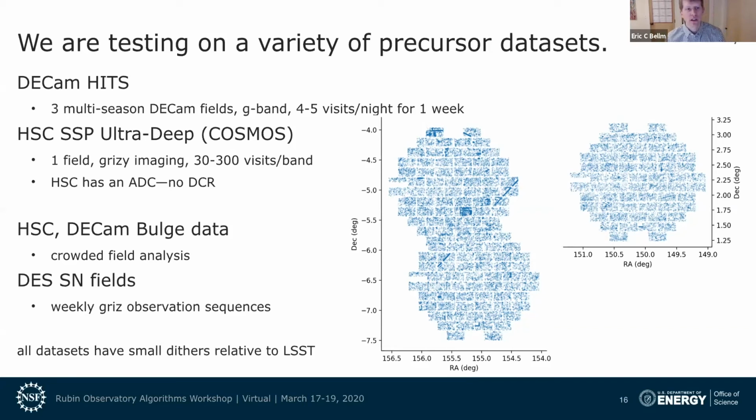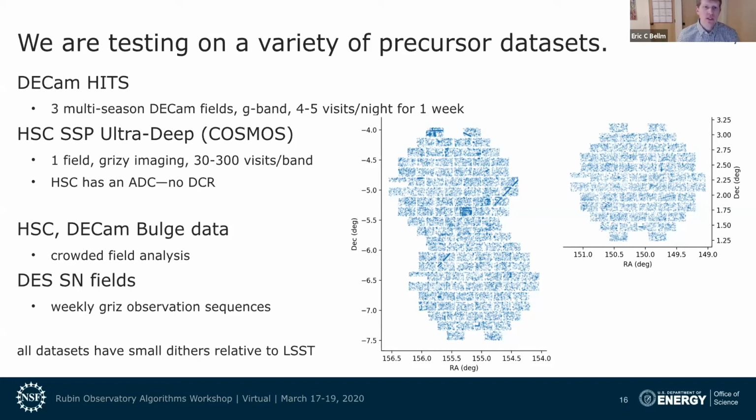We also have recently started differencing the ultra-deep HSC field COSMOS, which is multi-band and has a large number of visits. HSC has an ADC, so it doesn't have any DCR effects. We are going to need to move into testing in crowded fields. There are some good HSC and DECam bulge data sets that will be useful for crowded field analysis. We expect to start looking at those later this year. And in terms of a large, well-calibrated data set, the DES supernova fields are particularly attractive for their long baseline, multiband, and so on.